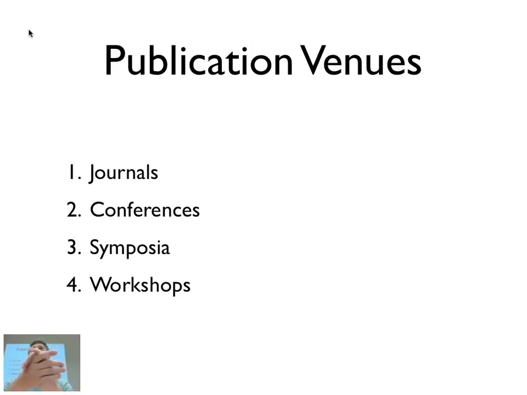Now, publication venues. So once you have your paper, the question is, where on earth am I going to submit it to? And that's a difficult decision. And these are pretty much your four options, with decreasing amount of value. So in the scientific community, there are certain standards, social standards. For example, journals are more esteemed than conferences. Conferences are more esteemed than symposia, and symposia are more esteemed than workshops.